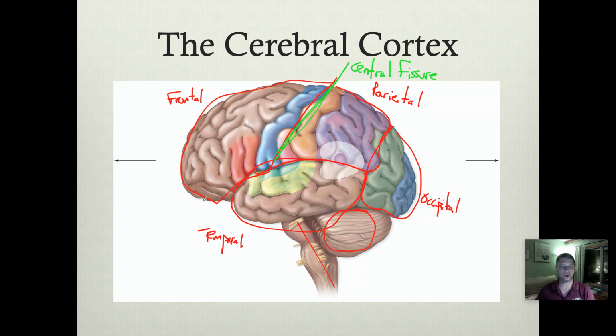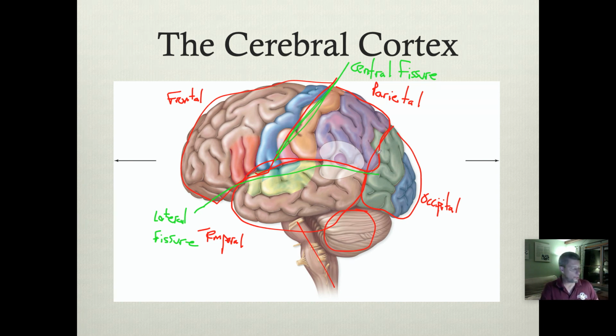And this one right here, and again, sloppy, but separating the frontal and parietal from the temporal, this one is called the lateral fissure. Lateral. I know that's sloppy, I'm sorry. But lateral just means the side. All right, so you have the central fissure and the lateral fissure, and those are the portions of the brain.